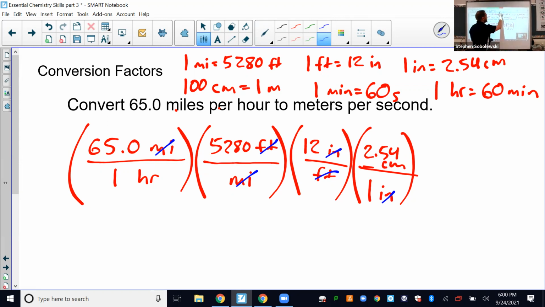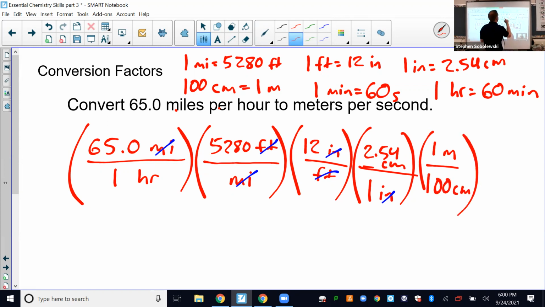Okay, that gets us centimeters. Let's go to meters. So 1 meter over 100 centimeters. And notice we now have meters per hour. We're close. We're looking for meters per second.